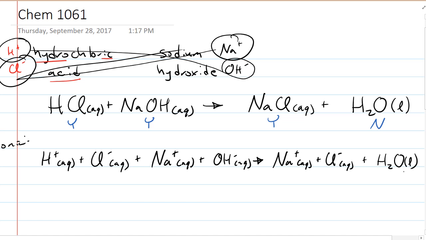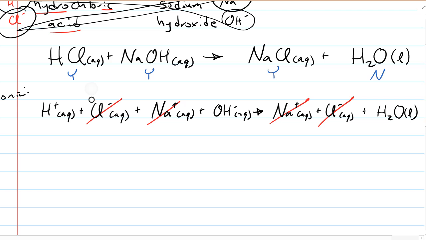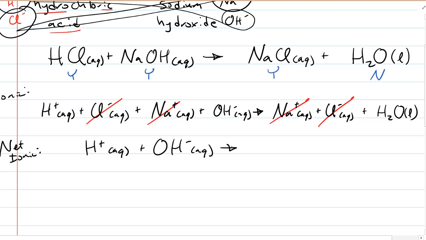So at this point then, what we do is get rid of the spectators. The spectators in this case are chloride and sodium ions. And so what we're left with then is the net ionic equation. The net ionic equation would show hydrogen ions react with hydroxide ions to yield H2O, liquid.